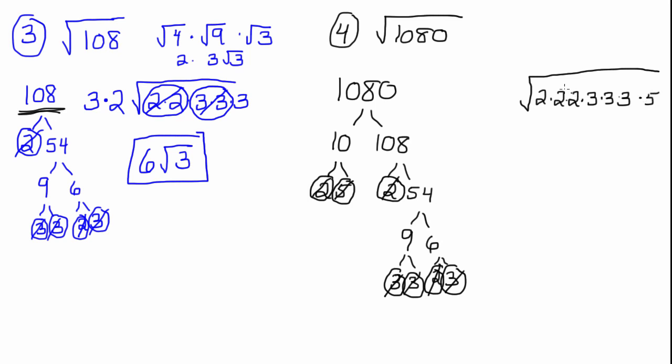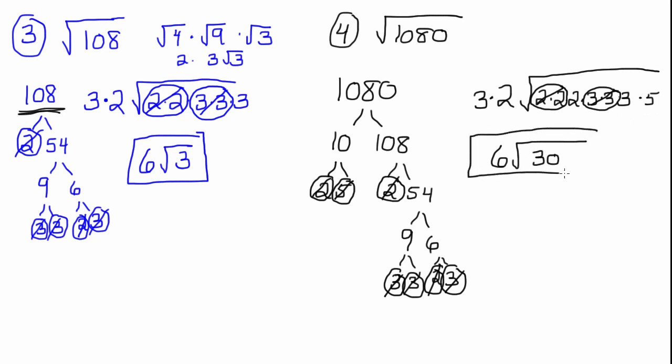Okay, again, looking for pairs. So I see two 2's here, so cross them out, bring one outside. I see two 3's here, cross them out, bring one outside. And then I have a 5, so there's no other 2's, there's no other 3's, and there's no other 5's. So the 2, the 3, and the 5 are all going to be stuck underneath the radical symbol. So they're multiplied together. 2 times 3 is 6, 6 times 5 is 30. So the answer is 6 root 30. All right, stay tuned for more videos where things get a little more difficult.